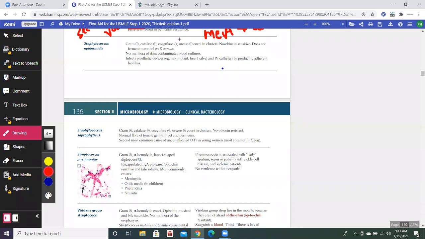Okay. If I talk about gram-positive bacilli, which three organisms am I talking about? Gram-positive bacilli: Bacillus, Listeria, Corynebacterium. Okay, good.